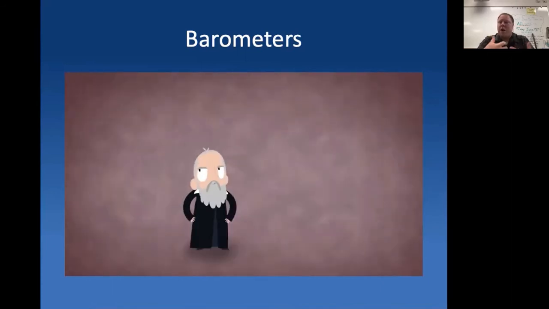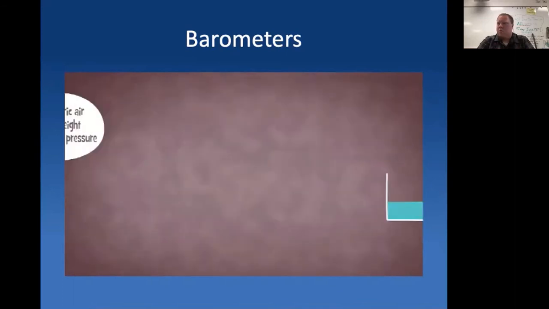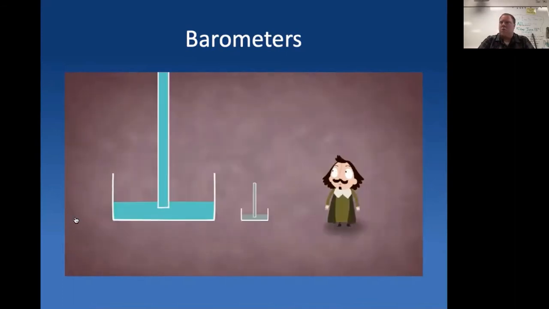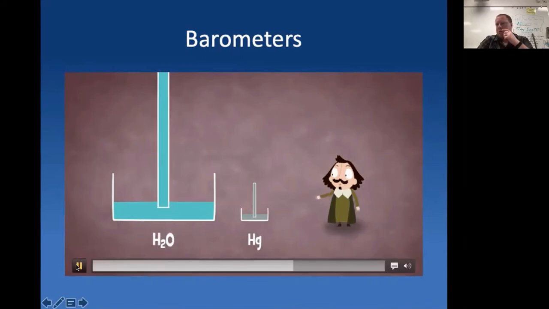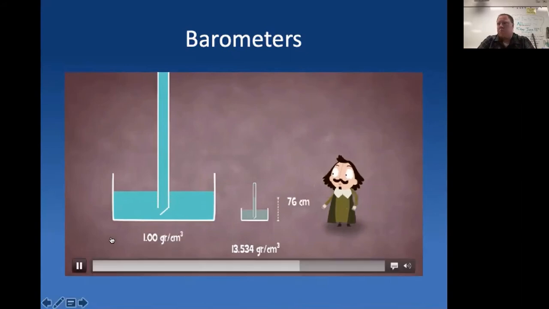This idea was not easily accepted, as Galileo and others had traditionally thought that atmospheric air has no weight and exerts no pressure. Torricelli decided to repeat Berti's experiment with mercury instead of water. Because mercury was denser, it fell farther than the water, and the mercury column stood only about 76 centimeters tall.